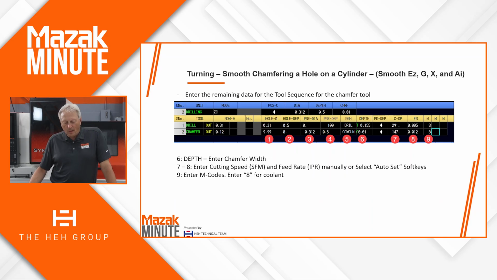For the next number 6, you're going to enter in the chamfer width. 7 and 8 are going to be your cutting speed and feed rate. You can manually enter those, or you can hit the auto set soft key. And then under your M code columns, we can put an 8 there if you'd like to have coolant.